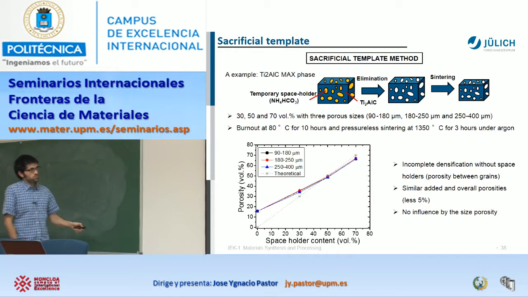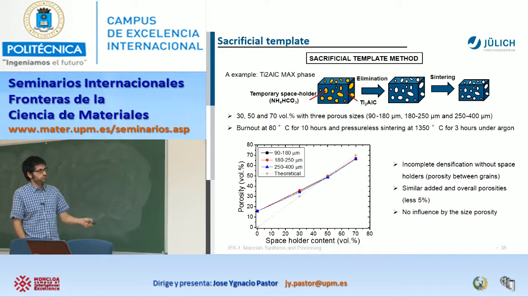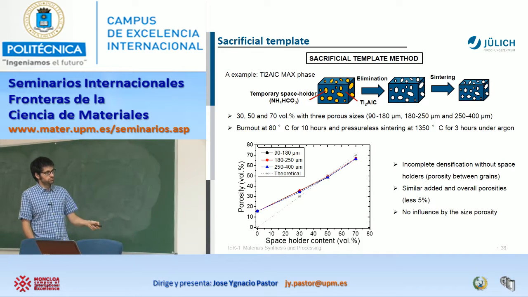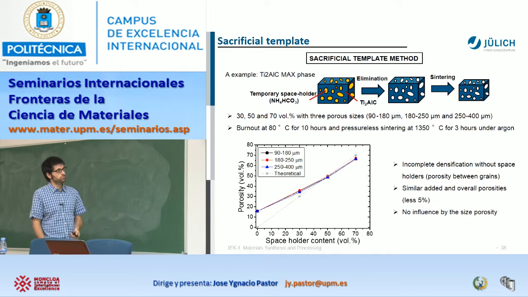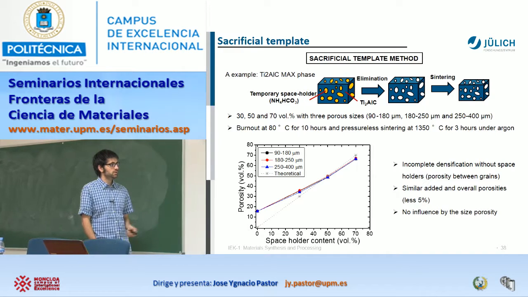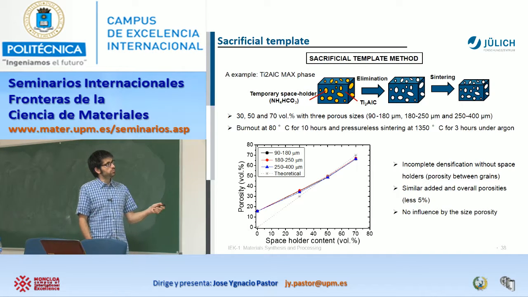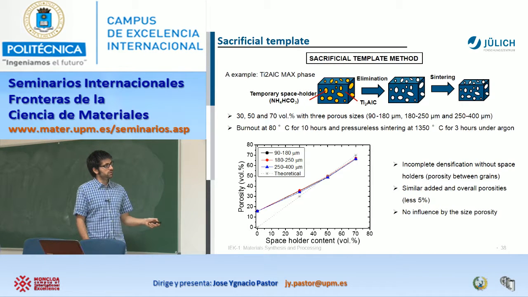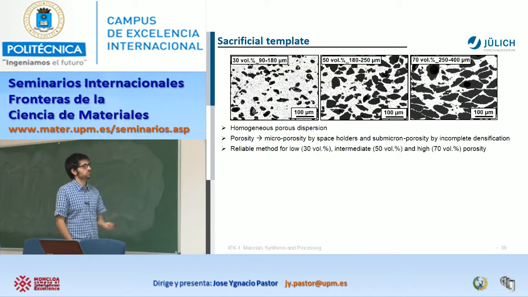Then once you have your graph, if you need, I don't know, 50%, you just need to calculate the amount of this temporary space holder that you need to add. But this is quite good. Another important thing about this method is that even adding different particle sizes, the outcome is always the same. I mean, it's quite hard to break. For that, this method is also quite flexible.